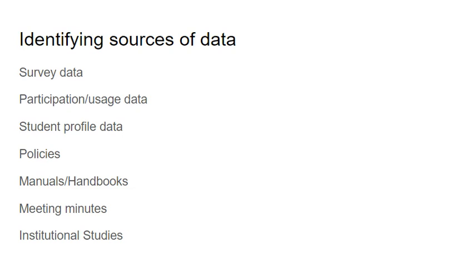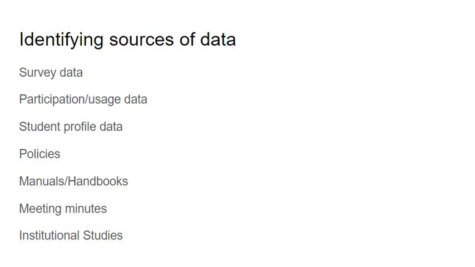In addition to policies, look at manuals or handbooks, meeting minutes, and all of these policies, manuals, handbooks, meeting minutes, this is all data about the work that we do. What do we do as a department? What do we do as a division? What do we do as an institution? These things also communicate what we value in our ethos. So it's important to look at these as sources of data.